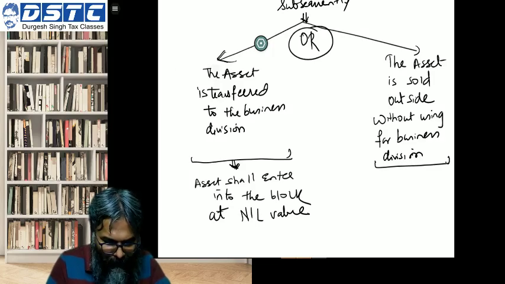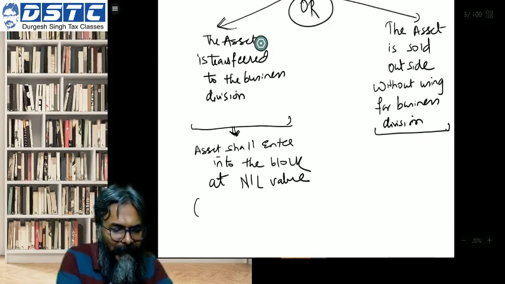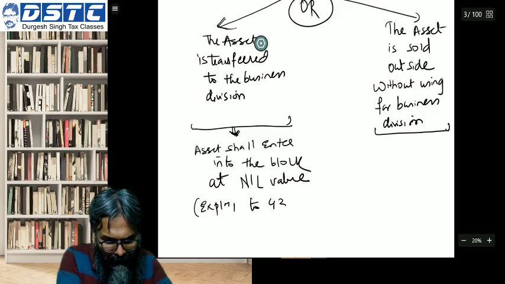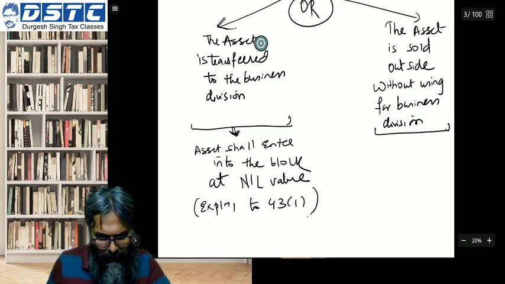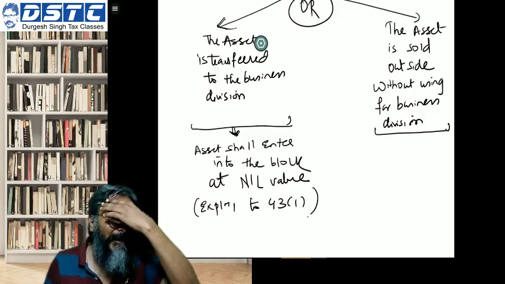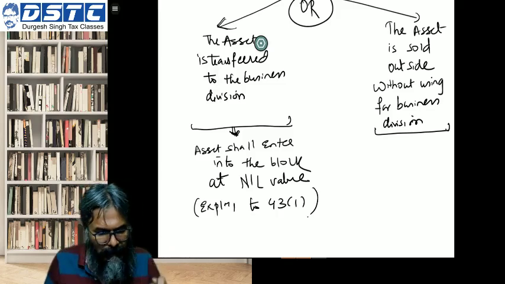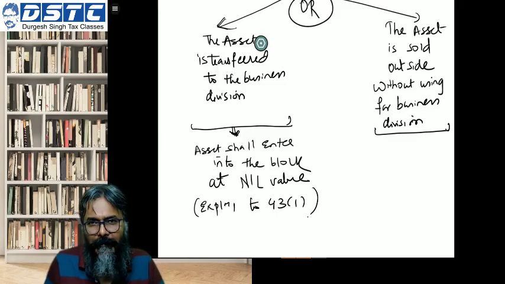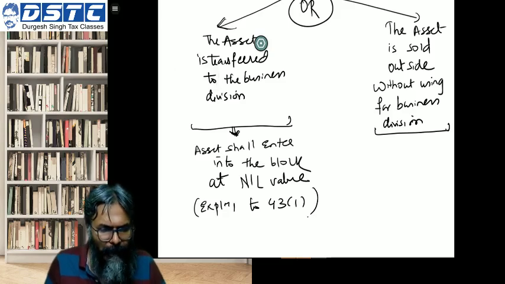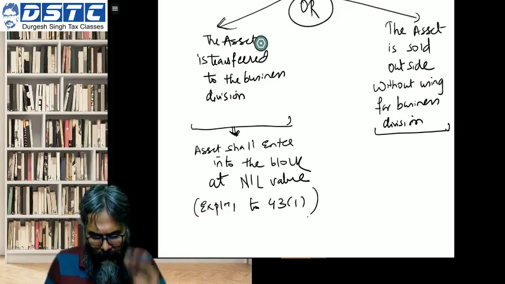In fact, this is what we discussed yesterday. When I was discussing actual cost with you, this was covered in Explanation 1 to Section 43(1). I have circled only 4 or 5 things, and one of the circles is all about this particular point. So the asset shall enter into the block at nil value, Explanation 1 to Section 43(1).